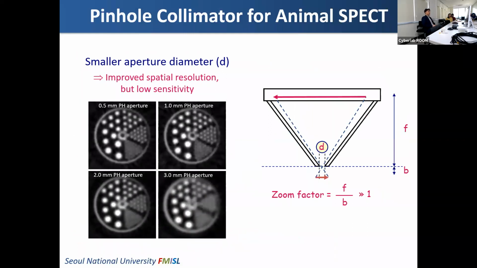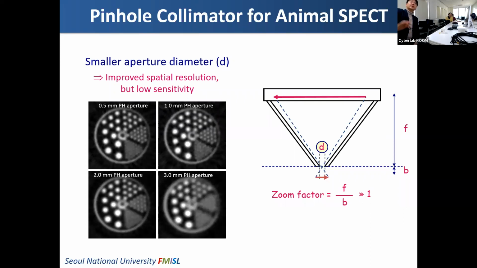The pinhole collimator, now you know that the pinhole collimator has been used for thyroid scan, but now it is more commonly used in small animal imaging. The spatial resolution of a pinhole collimator system depends much on the magnification factor, the zoom factor. The zoom factor is determined by the distance from the pinhole aperture to the object and the distance to the detector of the gamma camera. And because usually this distance b is much shorter than the focal length f, the magnification of the pinhole collimator is usually larger.